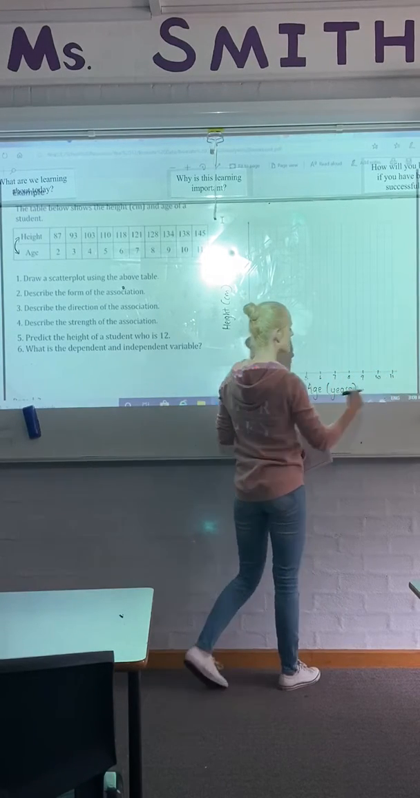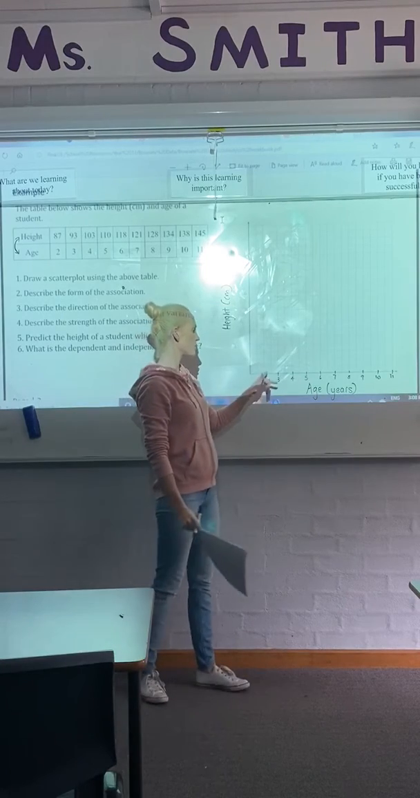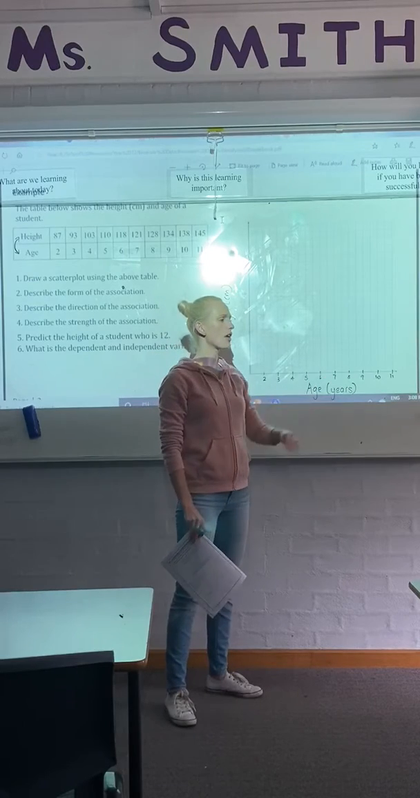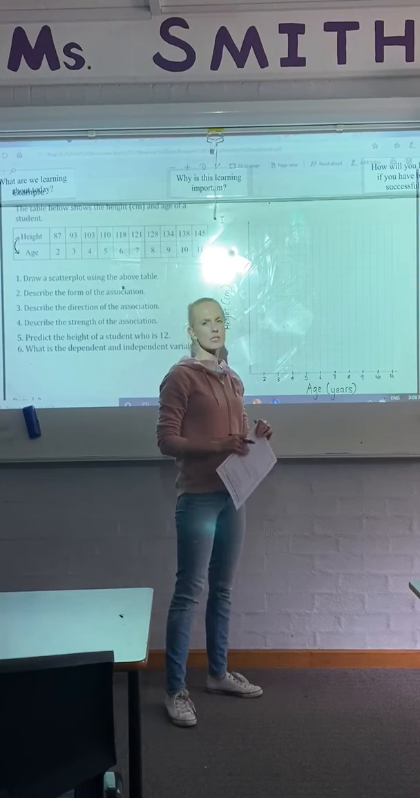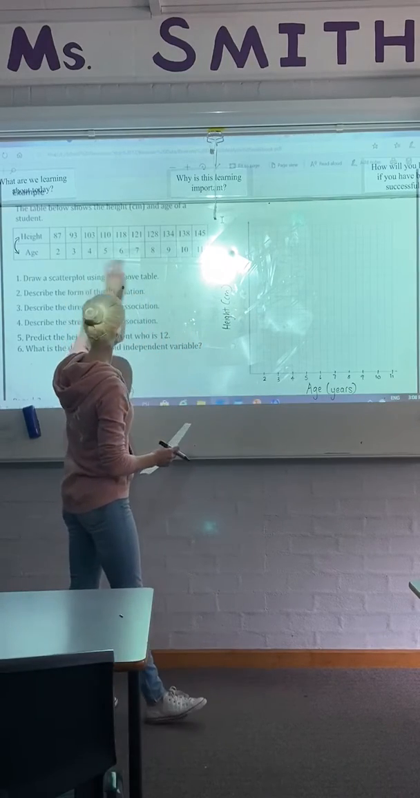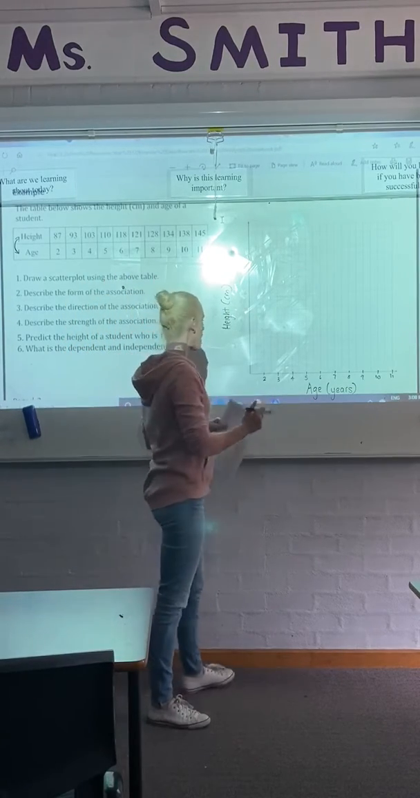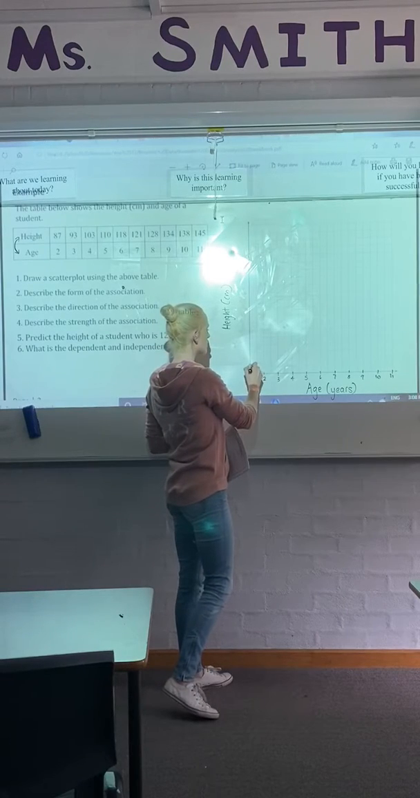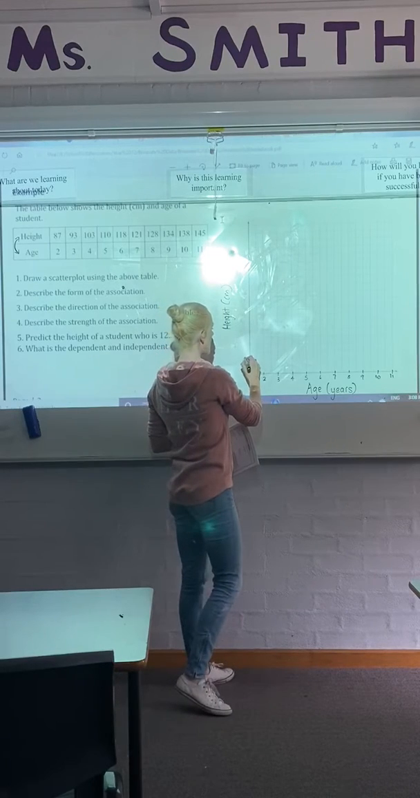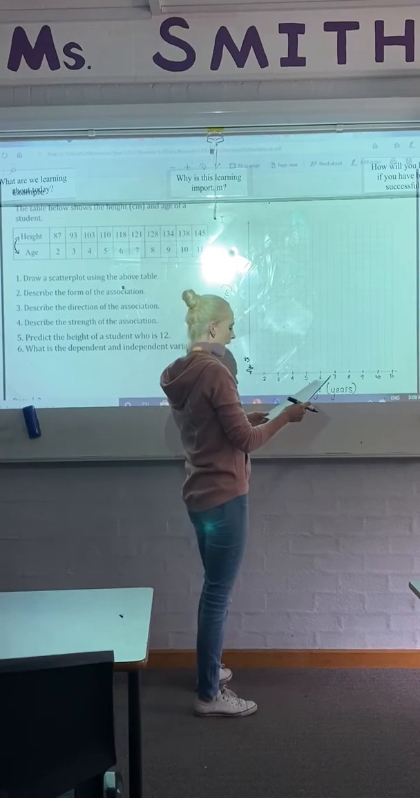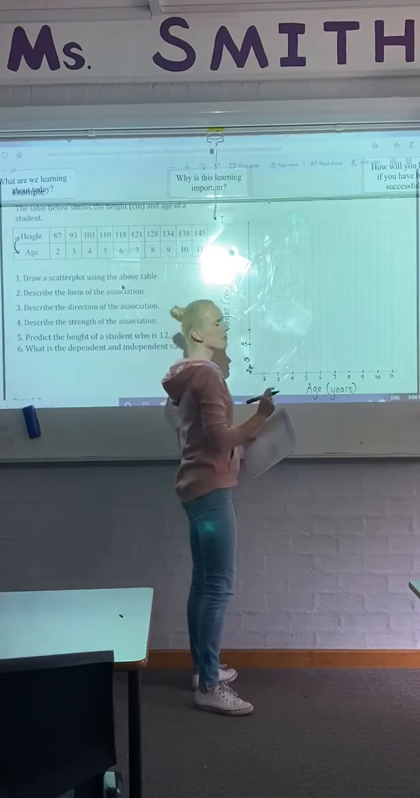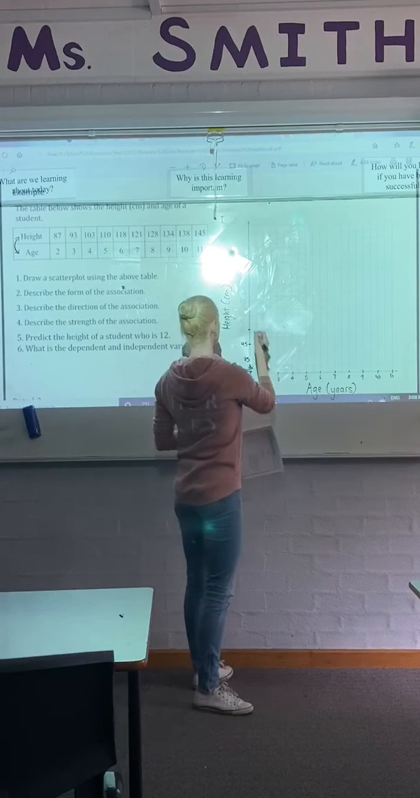Now you could have used any scale, you could have gone up by 2s, you could have just gone 2, 3, 4 without missing a gap. It's completely up to you, however, just make sure that you are consistent in your spacing and what you go up by. The height goes from 87 to 145. Again, I'm going to put in one of these little symbols to say that I have skipped part of the scale and I'm going to start at 85. I'm going to go up by 10s, so each block or each square represents 5.